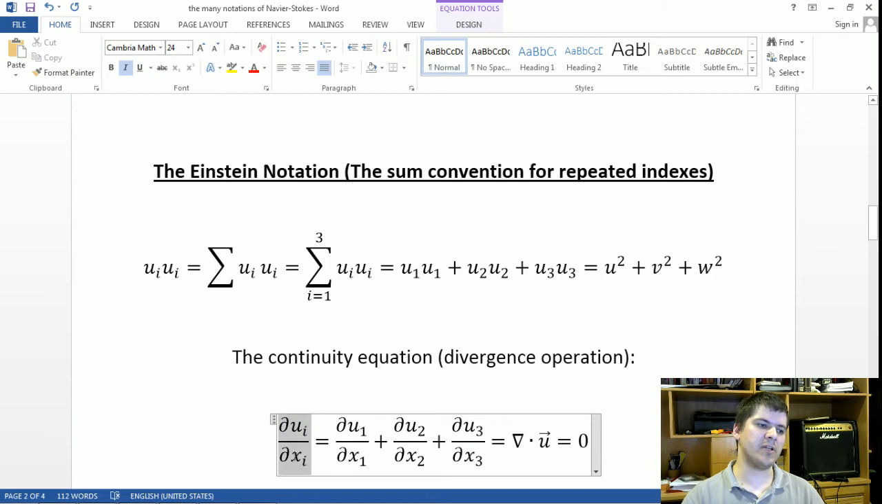So this is actually one equation. It is equal to the sum from i equals 1 to 3 of the partial derivatives of u1, u2, u3 with respect to x1, x2, x3 respectively. So we obtain this equation, which is actually the continuity equation, the divergence of a certain vector field.